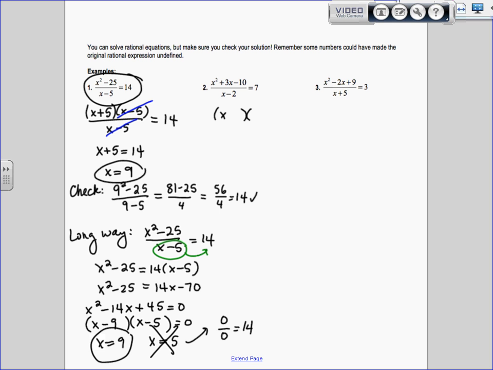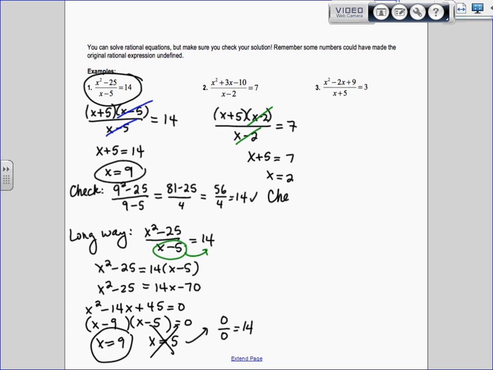So when I factor the numerator, I have x plus 5 times x minus 2 equals 7. And on this one, just like number 1, the x minus 2's reduce out. So I get x plus 5 equals 7. And you're like, oh, well, that's good. X equals 2. This one doesn't work. So just because we got rid of one of the solutions doesn't mean that this solution is going to actually work. We always have to check on these.